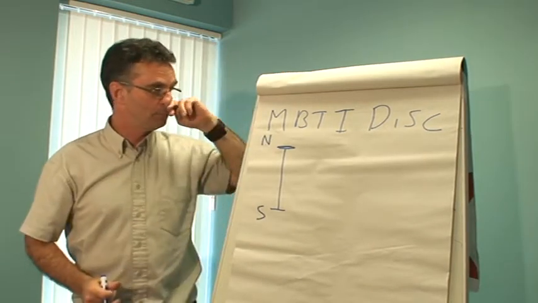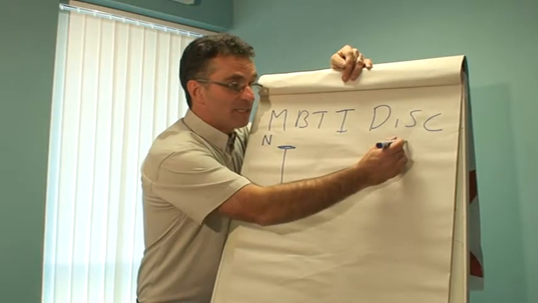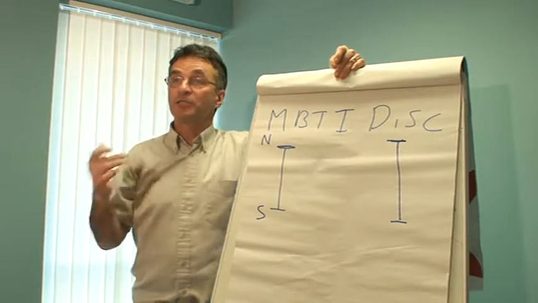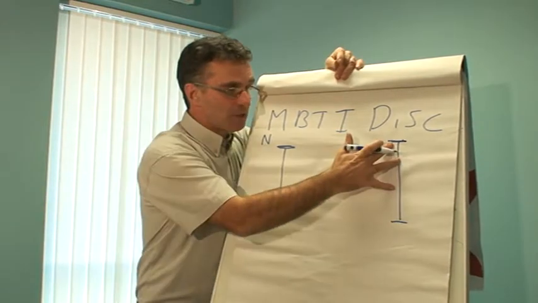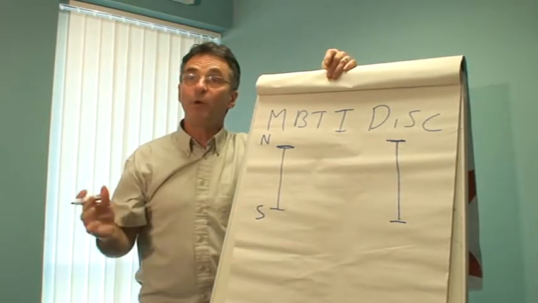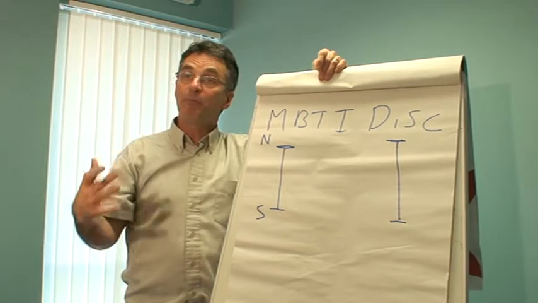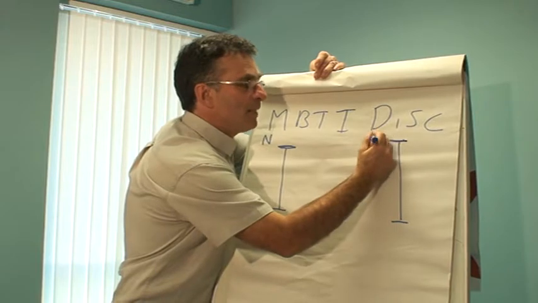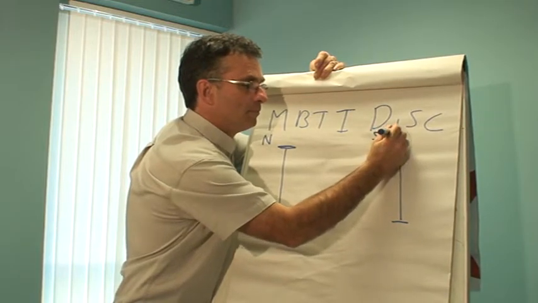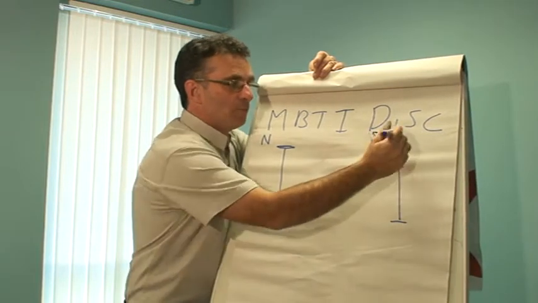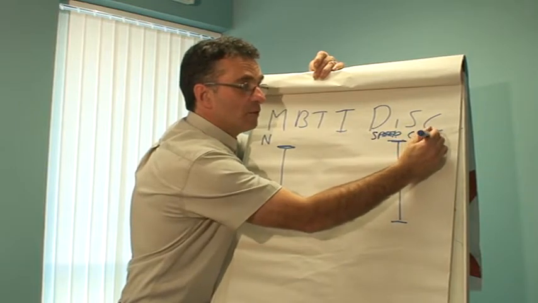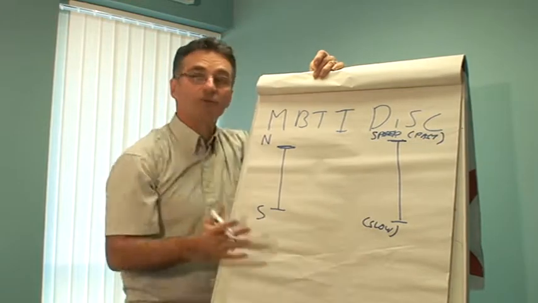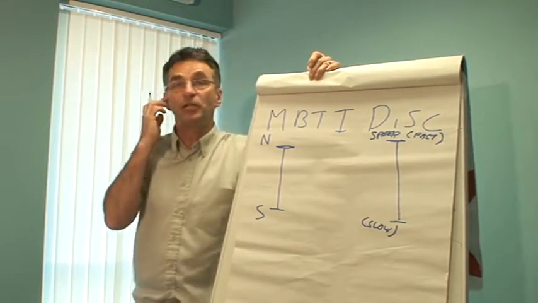Now, let's go to DISC. Let's do this other personality model over here and ask ourselves the same way. Now, in this personality model, one of the ways in which personalities are measured is by speed. So, if you like, we've got fast and we've got slow. Now, I don't want slow to have a negative connotation here.